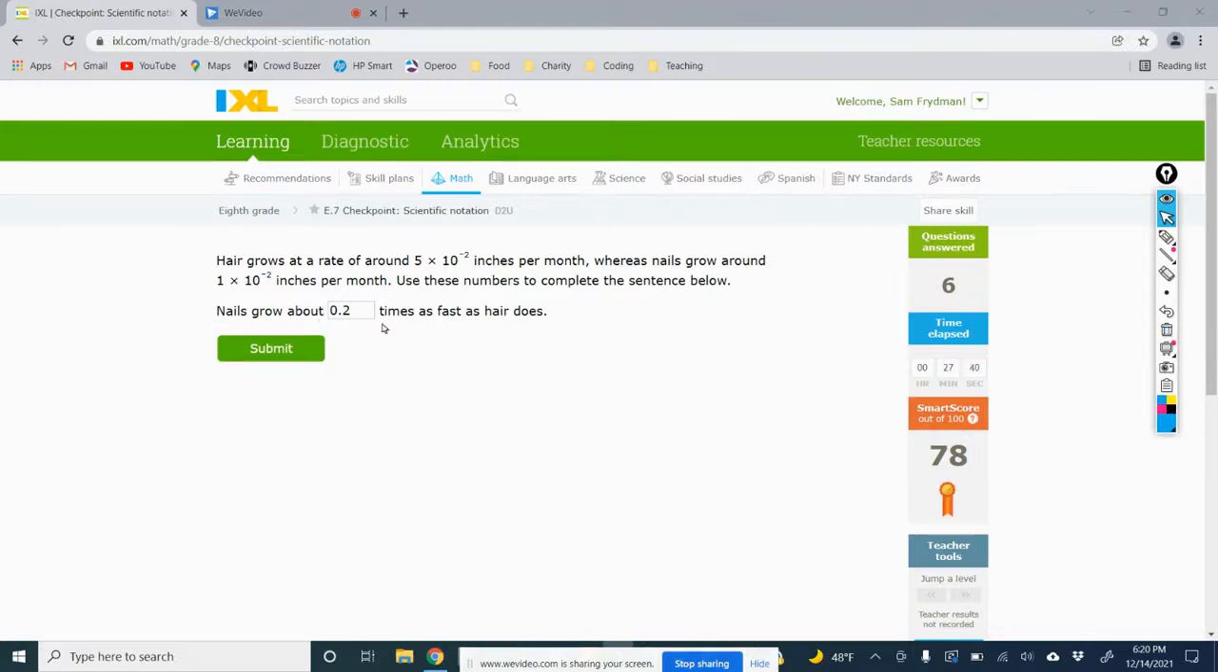Okay, which means that nails actually grow slower than hair, which makes sense because when you look at these numbers, both of them have the same exponent over here, negative 2, except this one is a 5 and this one is a 1. So yeah, this number is smaller than this number. So nails grow slower than hair.